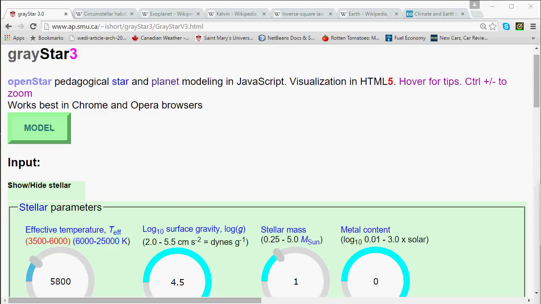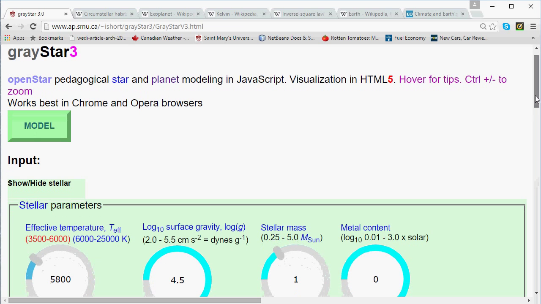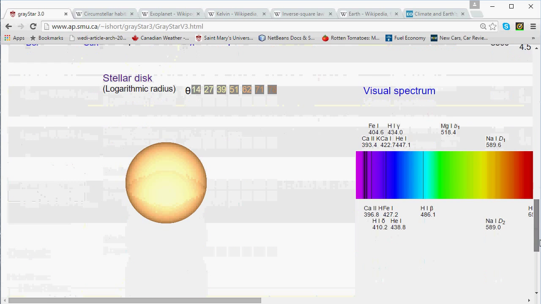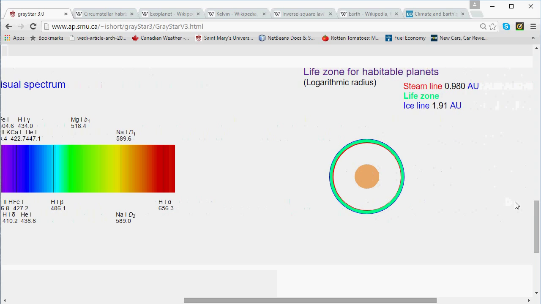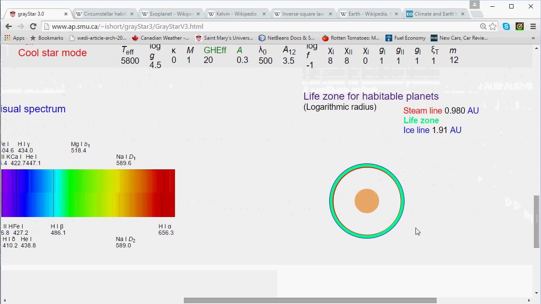In this episode, we're going to be dealing with an extra topic that is different from, but related to, what we've talked about in these first five videos, namely something known as the circumstellar habitable zone of a star. Now, this is something where we can still use gray star 3. When gray star 3 simulates a star, it also simulates its circumstellar habitable zone and displays it over here on the right hand side of its output area.